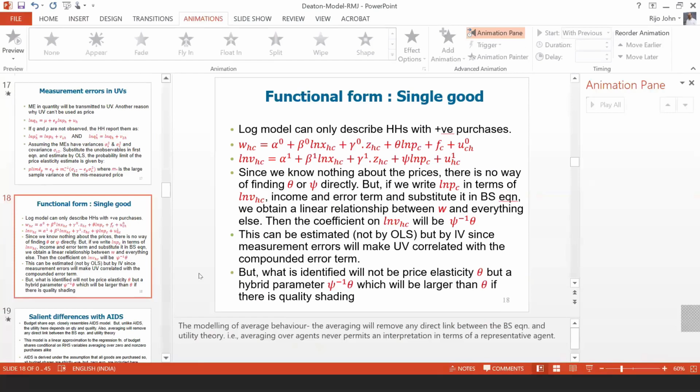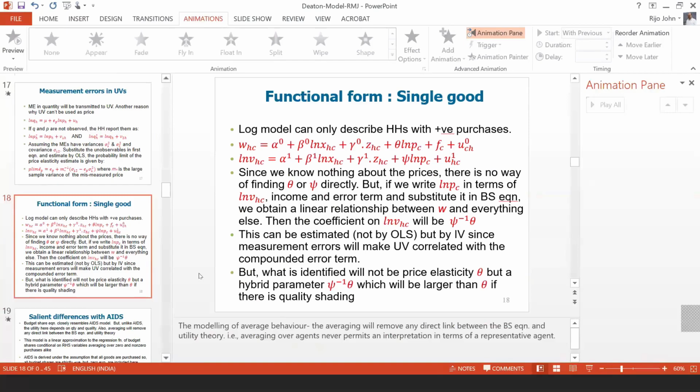So if we write this LNPC in terms of the LNV, which is the LN unit value, income, and error terms, and substitute it into the budget equation, we obtain a linear relationship between budget share and everything else. But the coefficient on the logarithm of unit value will be theta divided by psi. That is what we would get by this simple substitution here.